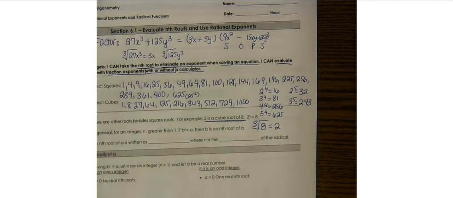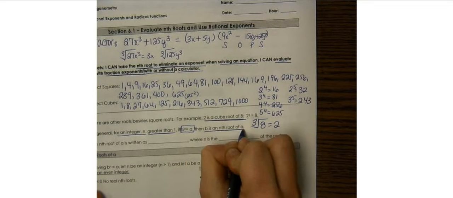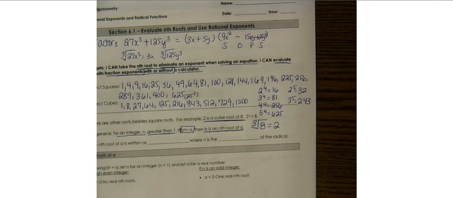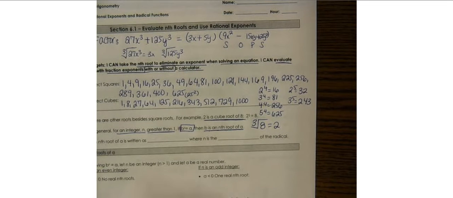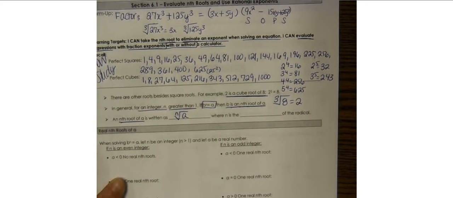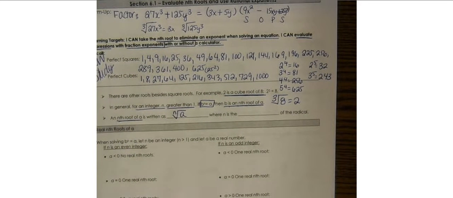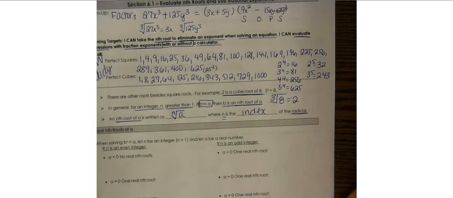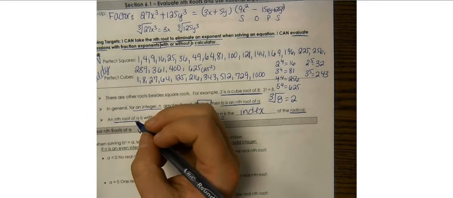And so in general, for an integer, let's call it the letter n, that is greater than 1, if you have b to the nth power is equal to a, then b is considered the nth root of a. Like 2 is the cube root of 8, and that's because 2 cubed equals the number 8. So 2 would be that cube root of 8. So an nth root of a is written as the nth root of a. You're going to have a number on the outside of that root symbol, and that's where n is the index of the radical. So whenever we're looking at a square root, notice that there is no 2 there. The 2 is invisible.